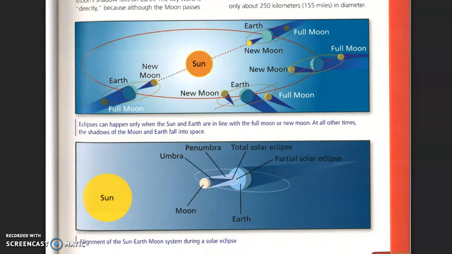Another example of the alignment of the sun-Earth-moon system during a solar eclipse. Again, the moon is in the middle. This darkest part of the shadow is called the umbra. This lighter section is still the moon's shadow, it's just not as dark. That's called the penumbra. Everything within this black section is what we would see as a total solar eclipse. And everything within this penumbra would be what we would call a partial solar eclipse. So if you're in that region, you would either see a full or a partial solar eclipse. Everywhere else on Earth would not see an eclipse at that point.